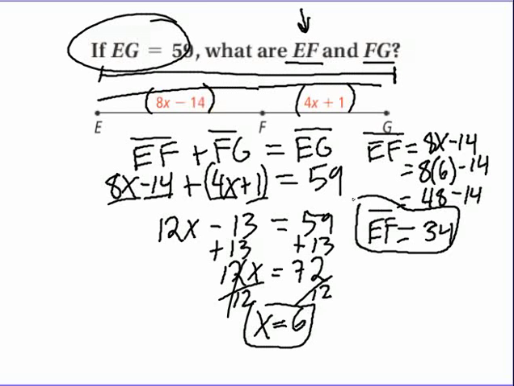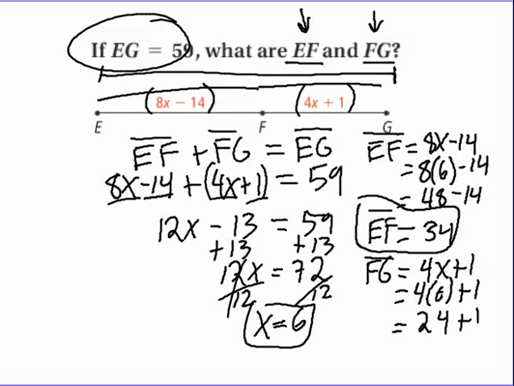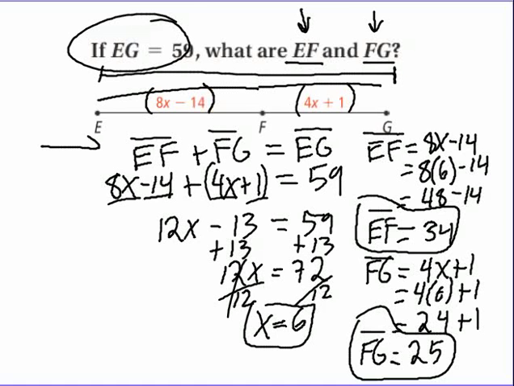And then I need to go back and find FG because that's what they're asking for. So FG right here. And again, that's 4x plus 1. So I just plug in 6 again for that. And I get 24 plus 1, which is, of course, 25. Now, there is FG. Okay, so that's what I want to do in this situation. I want to use the segment addition postulate, which is how I set up that equation right here.